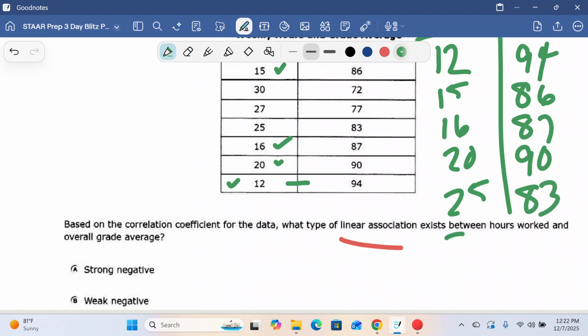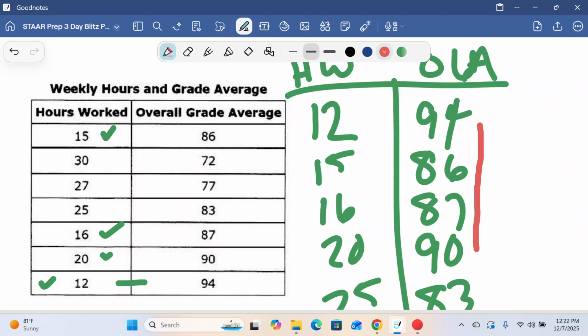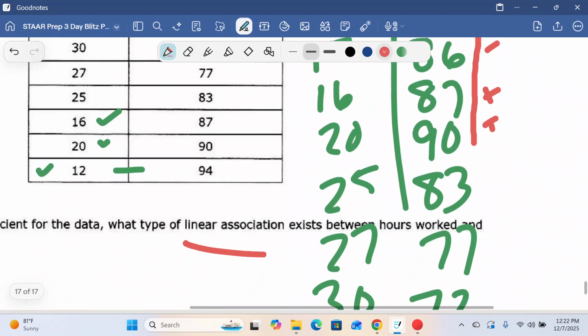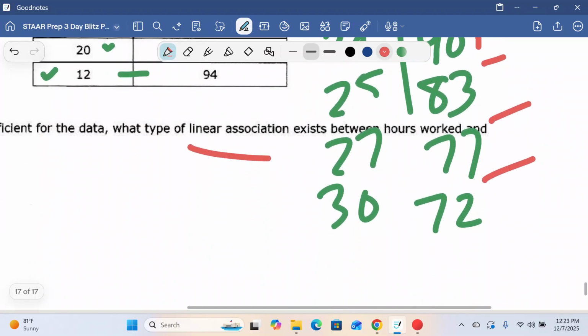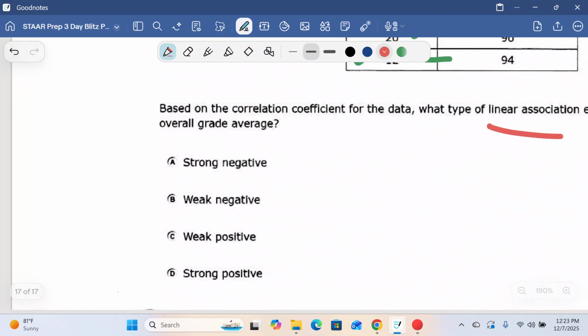Then I look at my next one, 27 goes with 77, so it takes another drop, and 30 goes with 72. So if I look at my overall grade average, it goes negative, then a little positive, then a little bit positive here, positive, positive, then negative, negative, and it drops even more negative. So what I would say is, is it a negative or positive? It will be a negative.